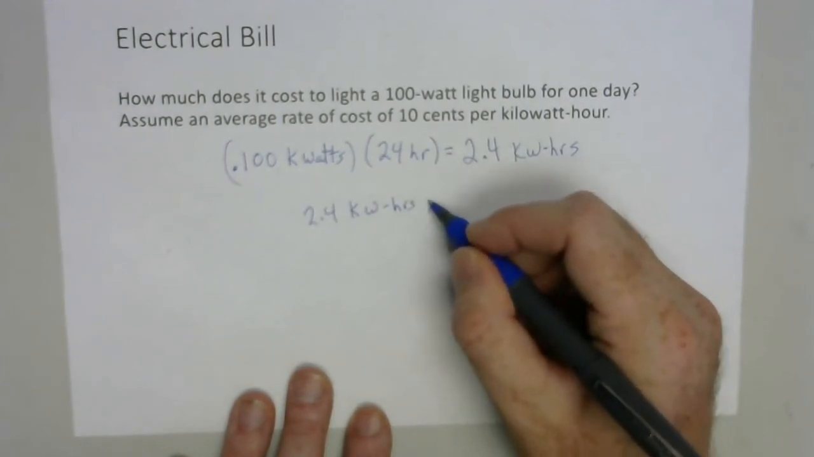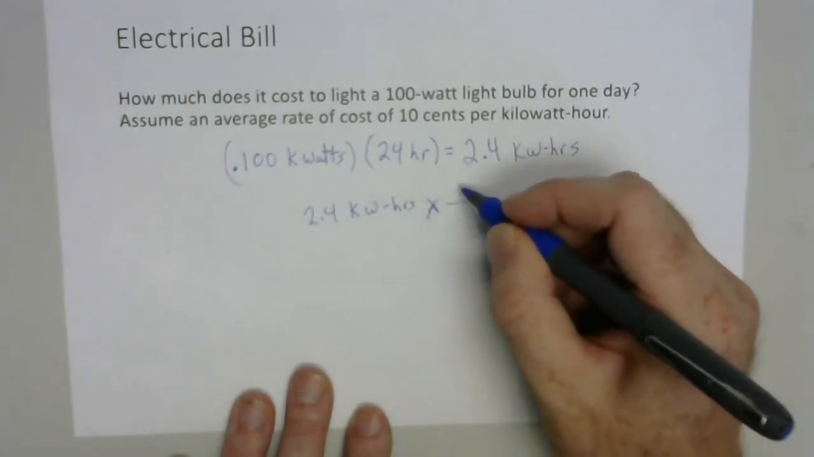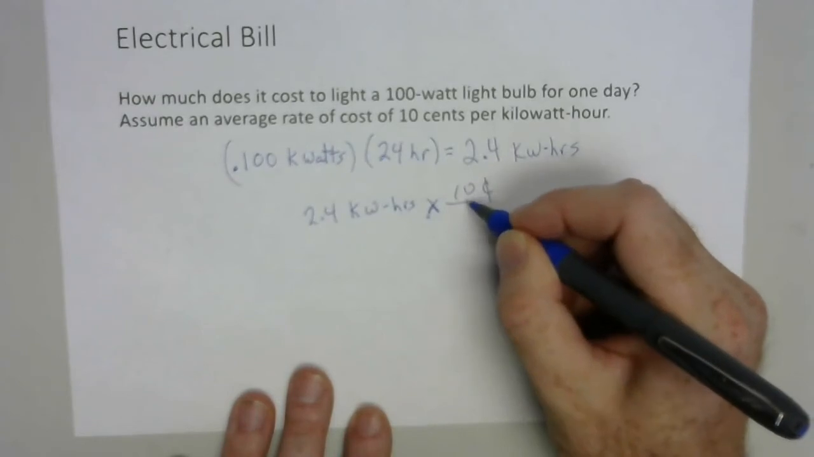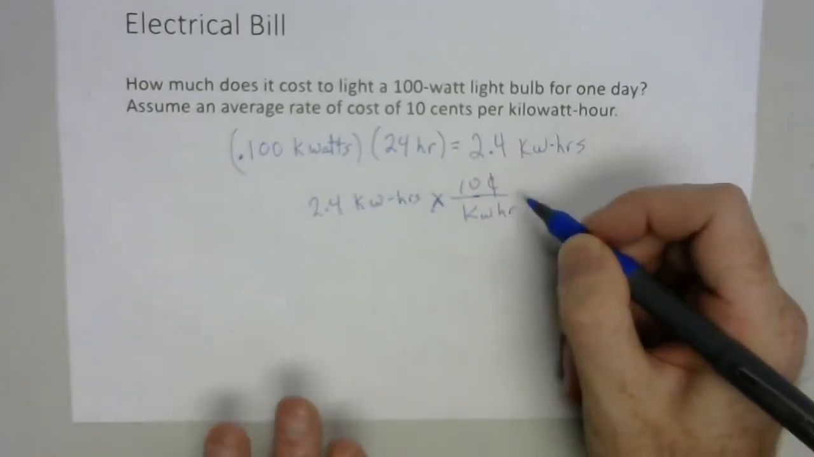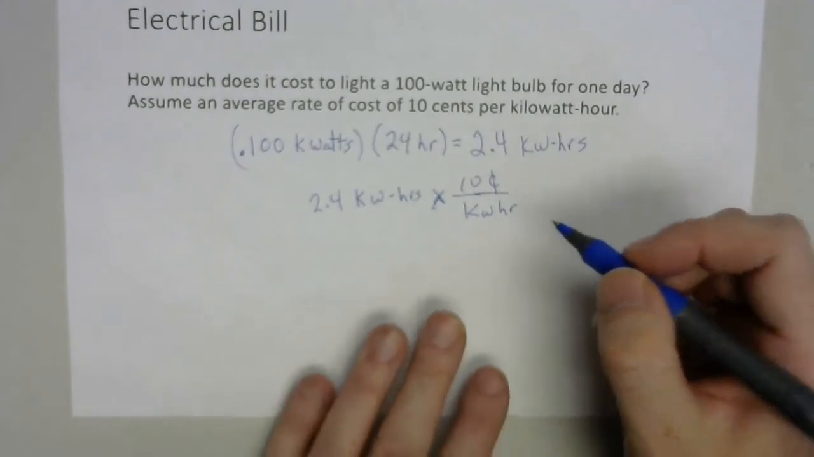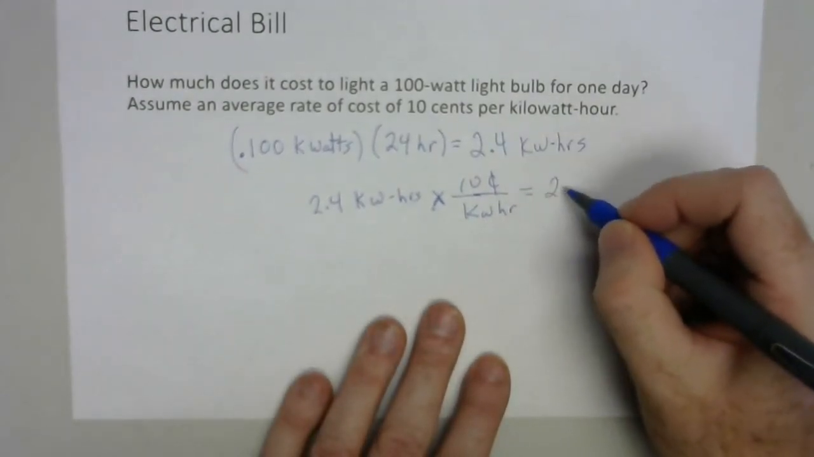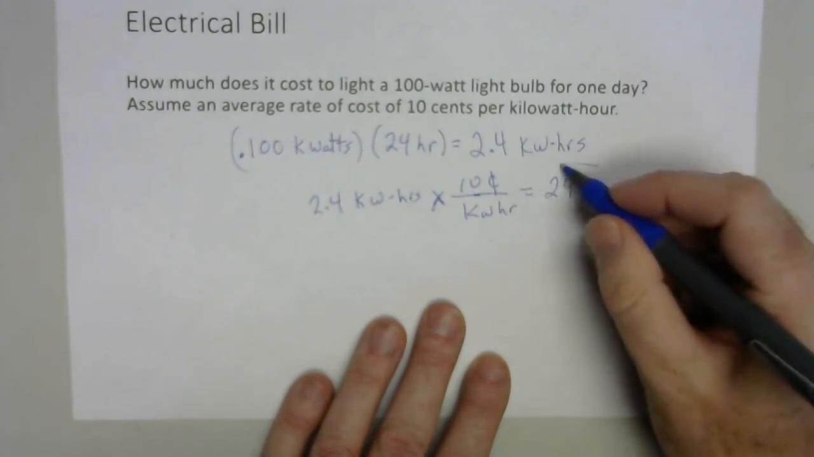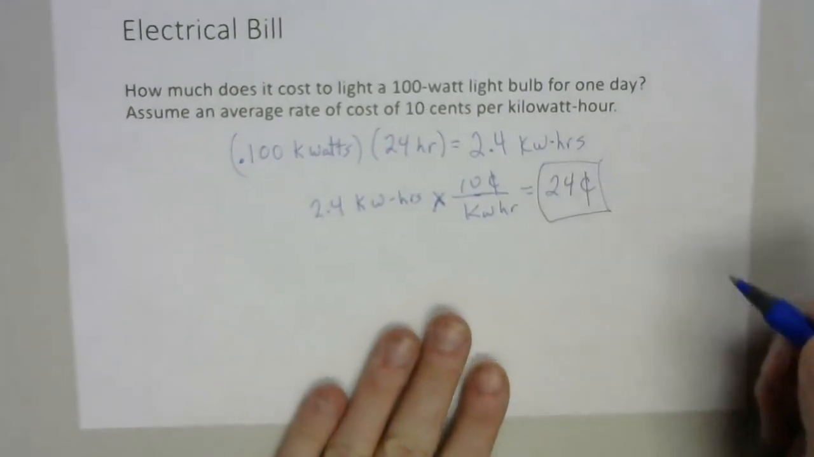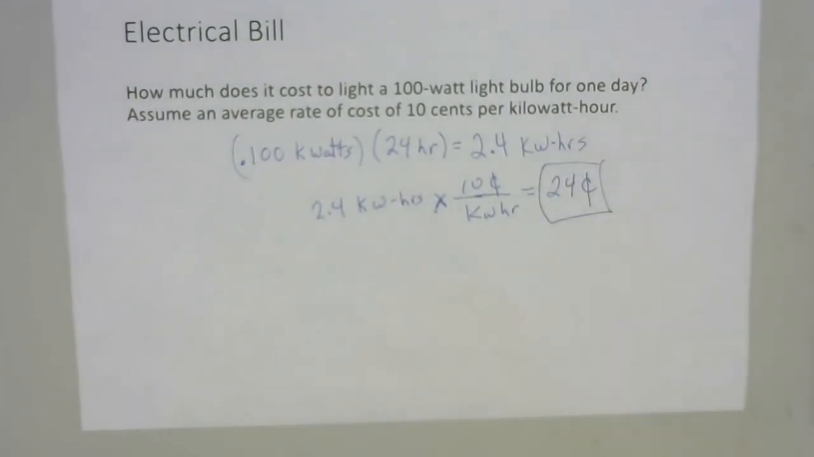we know that our cost is 10 cents per kilowatt hour. And so that's going to cost us 24 cents. This has been a brief tutorial on power and electricity.